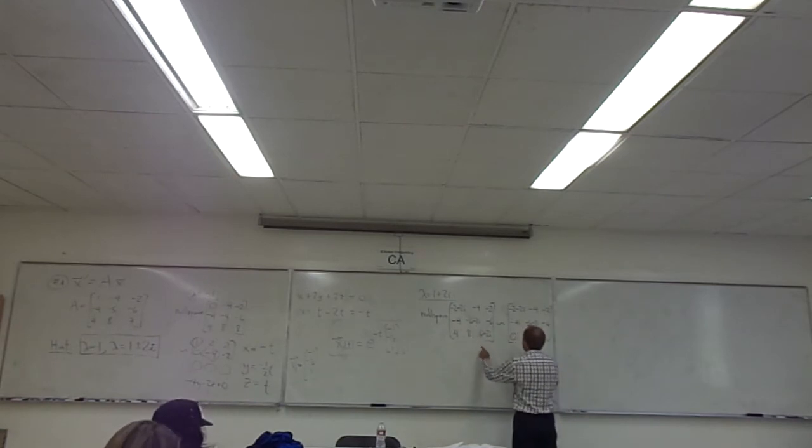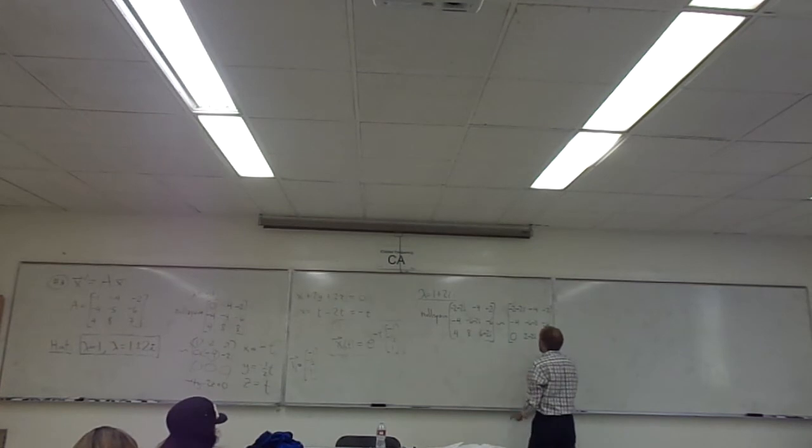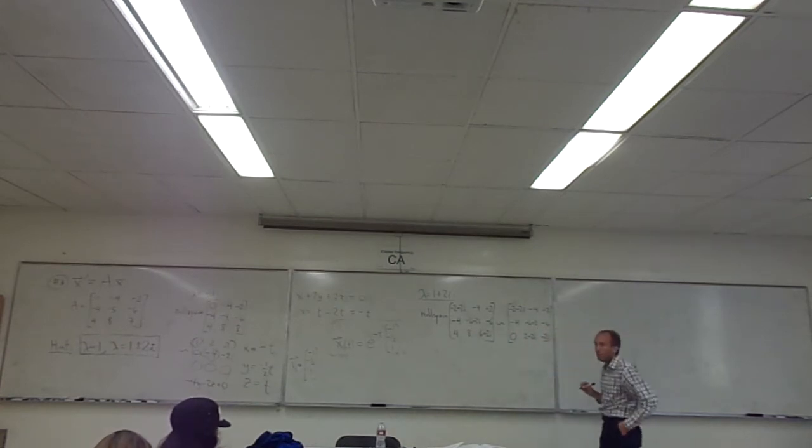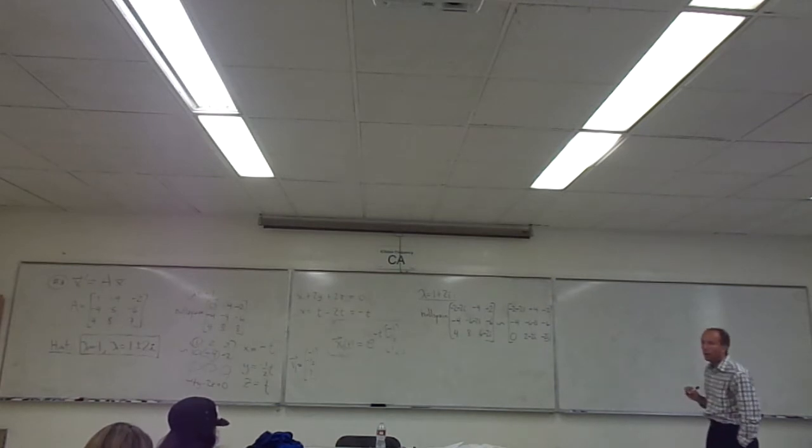When I add this to this, I'm going to get 2 minus 2i. When I add this to this, I'm going to get -2i, right? Something like that. That look good so far? Okay.